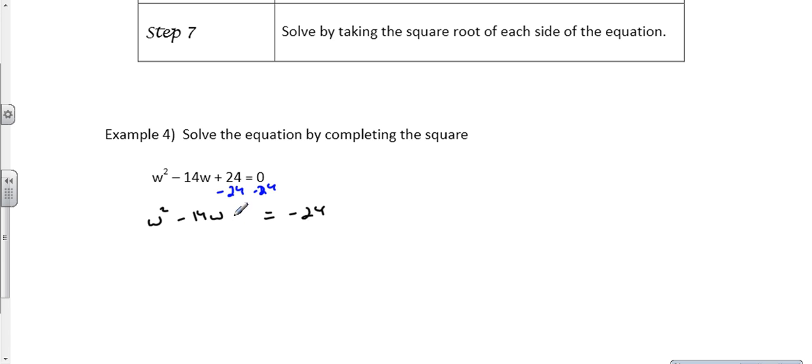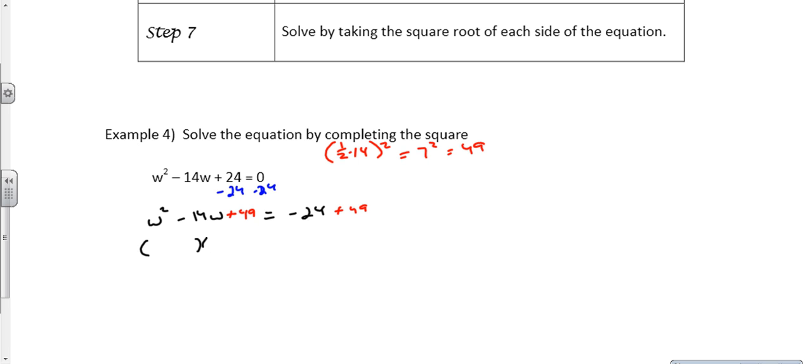Well, just like in our last example, we're going to take half of 14 and square it. So half of 14 is 7. Square it and we get 49. Now it's an equation, so if I want to add 49 to this side, I have to add 49 to the other side. And that's again a part of the steps that said add it to both sides of the equation. Now when I add that to both sides, remember I have to have it balanced. That's why you have to do it to both sides.